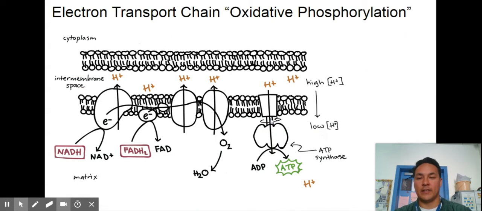All right, let's go to the electron transport chain. Also, a fancy term for this is oxidative phosphorylation. Don't need to know that for this class, but it is on the Khan Academy site, so I put it there. So where are we?